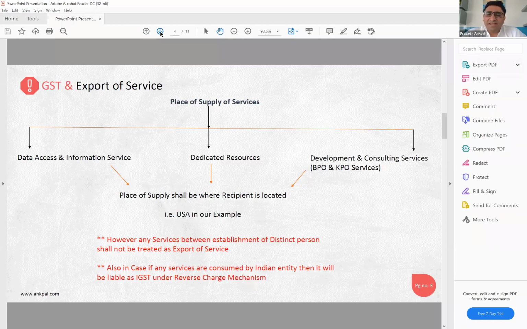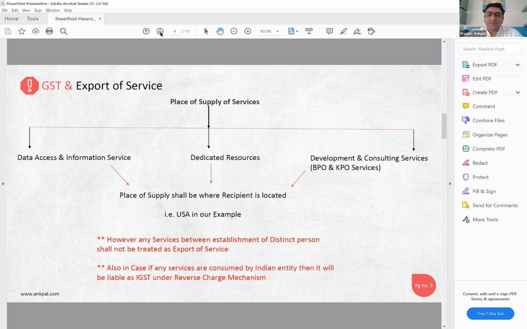There are various case studies available. If you have any concern, we'll take it up in the FAQ part. There are many case instances based on modern trade and current business scenarios that we will come across, and it is on a case-to-case basis that one has to decide. So data access and information, dedicated resources, and development and consulting services are the mainstream. In that we have to decide where the person who received the service is located. If it is located out of India, then the place of supply would be out of India. Now, two conditions one has to take into consideration.